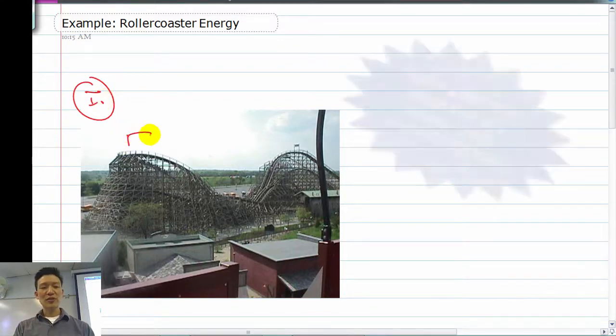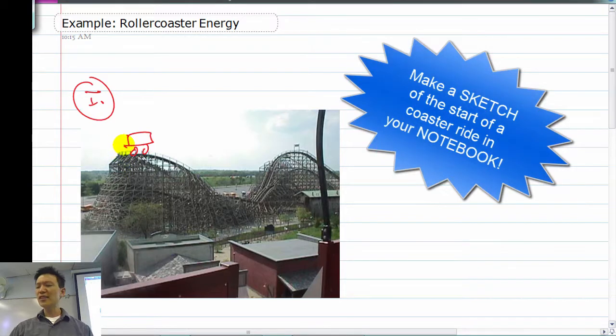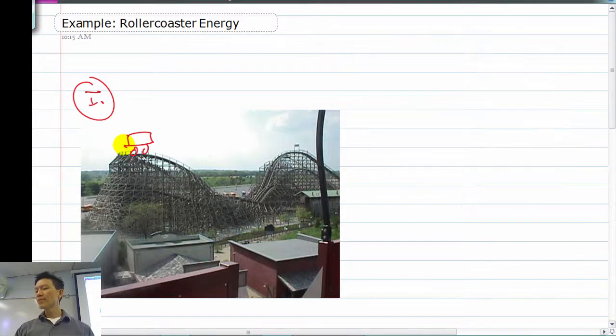The coaster always starts somewhere. So let's sketch it out. In this case, on the sample problem, it starts at point A. The height of point A is how tall? It's given as 120 meters above the ground.